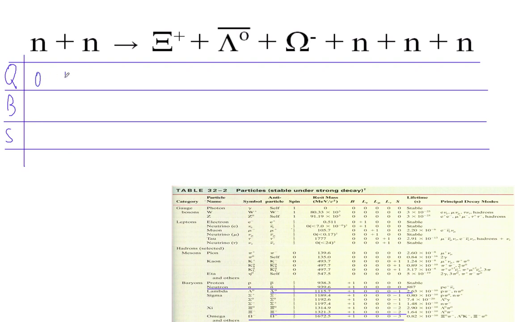Neutrons, no charge. This guy's +1. This guy's 0. This guy's -1. And then, of course, that's a bunch of zeros there. So charge is a yes. Let's look at baryon number.